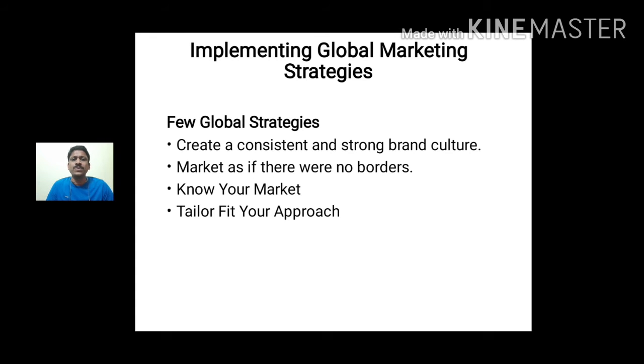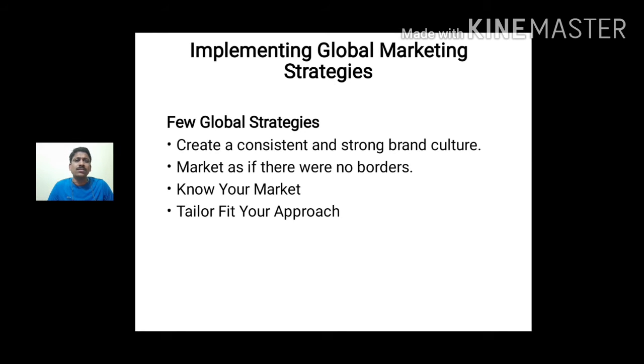What are the examples of global marketing strategies? A few examples that we can consider as global marketing strategies are: create a consistent and strong brand culture. In every country wherever we are dealing, we are going with one uniform brand, right? So what will happen wherever we go? For example, if you launch one more product in a different product line also, the customers will easily identify that the products are of a particular brand. For that, it is necessary to build a strong brand culture.